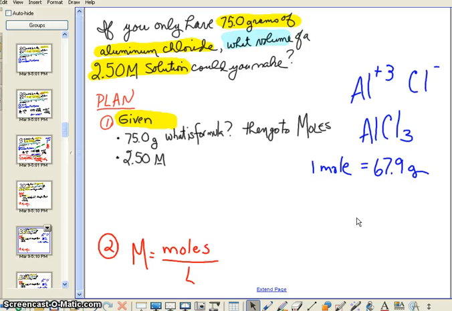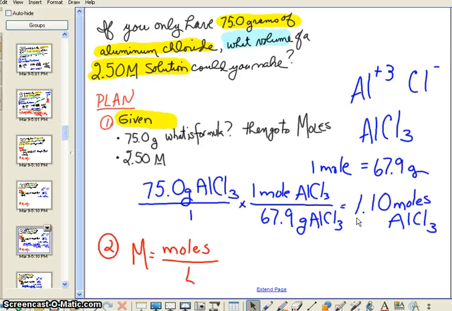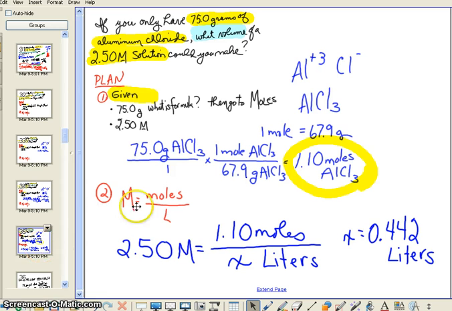Okay, now, how did you do? Hopefully you got the correct formula of aluminum chloride. Did you convert to the proper number of moles? 1.10 moles of aluminum chloride. Next, I'm going to plug the given 2.5 molarity from the problem into the equation for molarity. I'm going to bring down my calculated moles of aluminum chloride, and I'm solving for X.